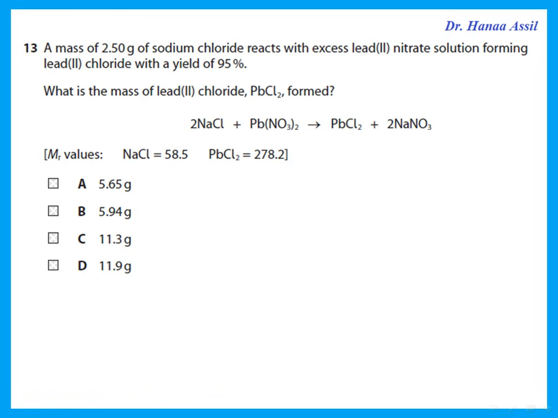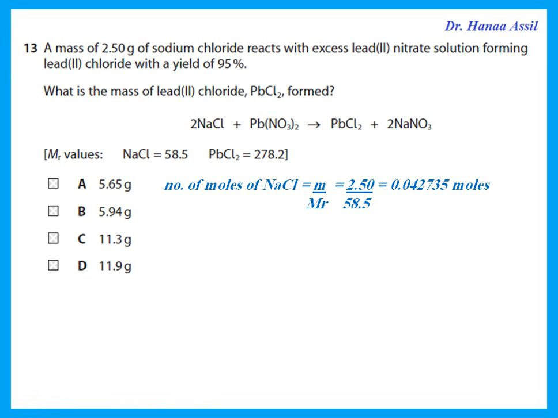A mass of 2.5 grams of sodium chloride reacts with excess lead nitrate solution, forming lead chloride with a yield of 95%. What is the mass of lead chloride formed? Okay, what does he give me? He gives me 2.5 grams of sodium chloride. I can use that to get number of moles. Mass over molecular mass gives me the number of moles of sodium chloride.